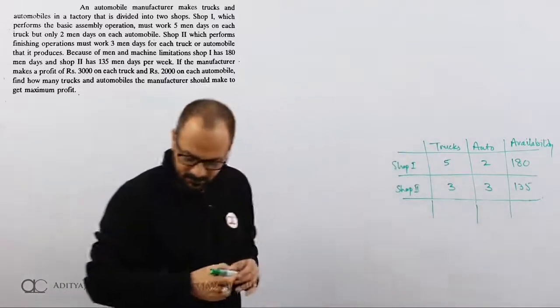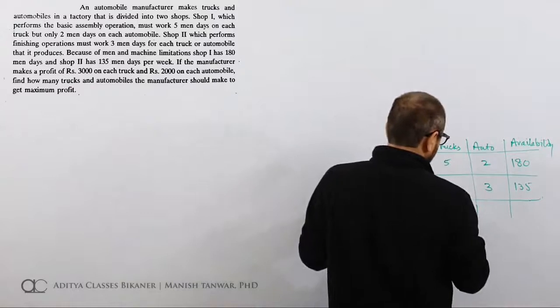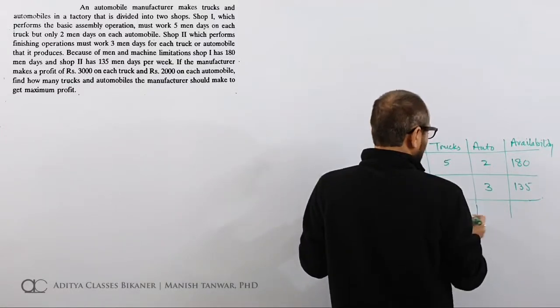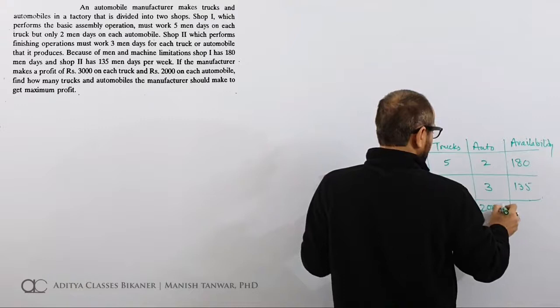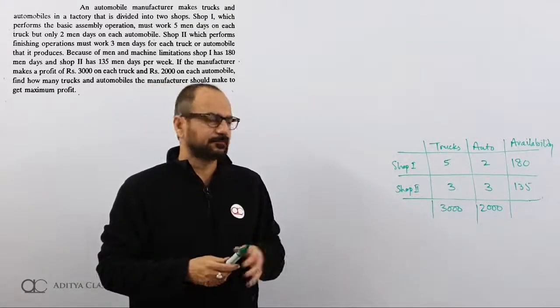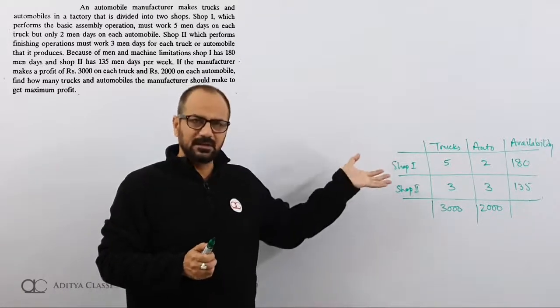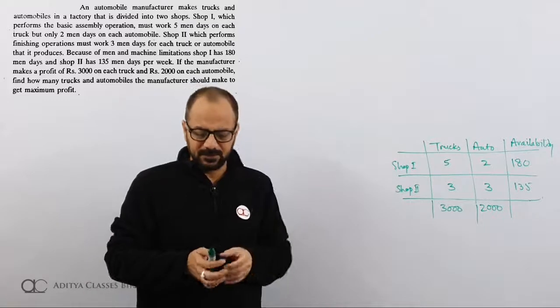Profits that we are getting from a truck and an automobile, 3,000 and 2,000. Each truck gets me a profit of 3,000. Each automobile gets me a profit of 2,000. Now this is the basic idea. All the numbers within the given problem are these. These can be formulated in this table.